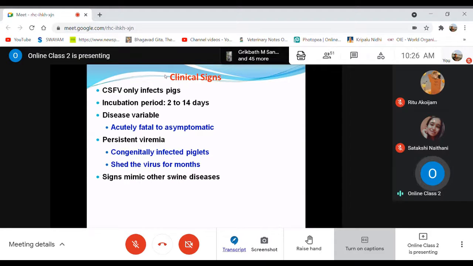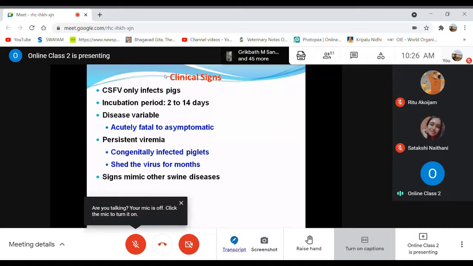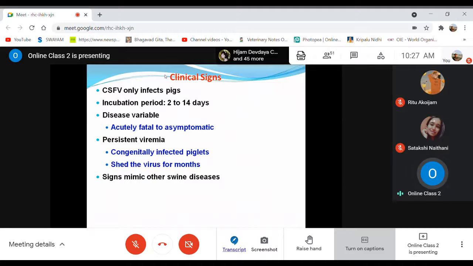And when we talk about the persistent virus, the viremia, the virus remains in the circulation of the infected pigs, which become carriers. In such cases, when they become adults, like pregnant sows, they transmit the virus to the fetus. So congenitally infected pigs are produced, and they are carriers, carrying the virus in their circulation, in a persistent viremic phase, and they go on shedding the virus for many months.